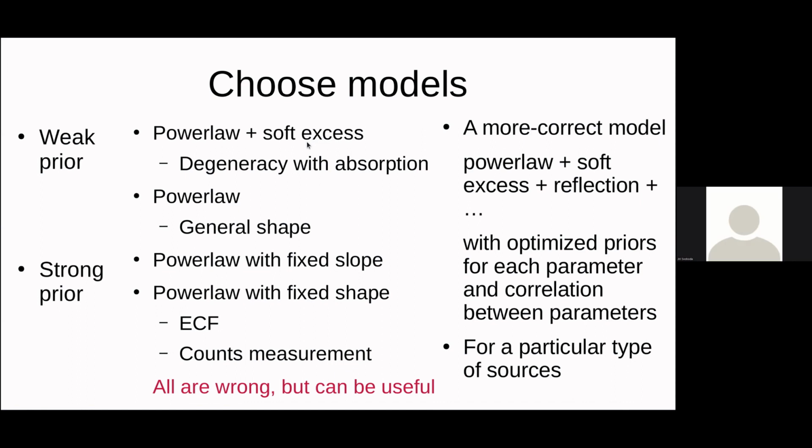Exactly. And in the very faint cases, although we know it's clearly wrong, this model could still be useful to give a rough measurement of maybe the luminosity, as long as we keep in mind that it's based on a strong assumption. I believe a better way would be adopting more optimized priors for all the parameters. But that would be hard and only feasible for a special type of sources. Okay, thank you very much.